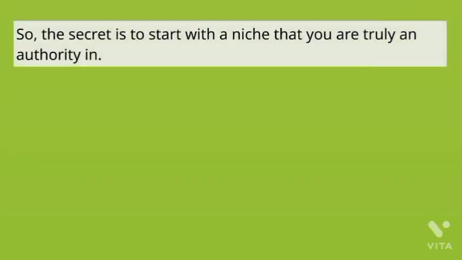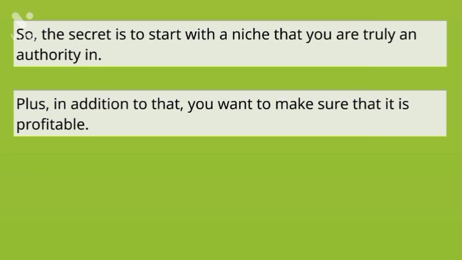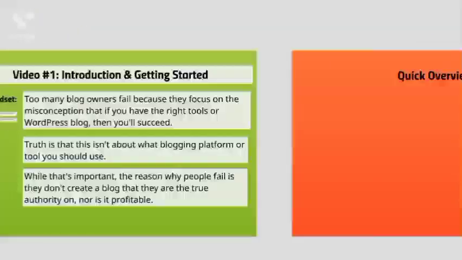That's really what it's all about. So the secret is to start with a niche that you are truly an authority in. So this video course is all about that, how to find your niche, but how to make sure that you're in fact the authority. And we're going to put things through a test, and you'll see several tests in the beginning to make sure that is true. Plus, in addition to that, you want to make sure, of course, that it is profitable, that you have enough products to sell, and that you can increase your revenue stream.